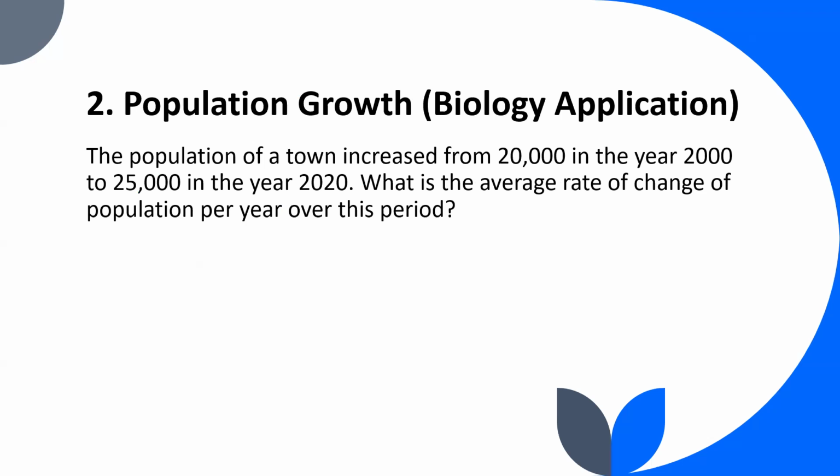All right, next application would be a biology application, when we're talking about population growth. Okay, so I would like for you to set it up. We're going to read it, and then I would like for you to take a moment and set up what's your interval, and then identify your f of a, f of b, and see how far you can go. Okay, so the population of a town increased from 20,000 in the year 2000 to 25,000 in the year 2020. What is the average rate of change of population per year over the period? Okay, so identify what's your interval, find your f of a and your f of b, and then find your average rate of change.